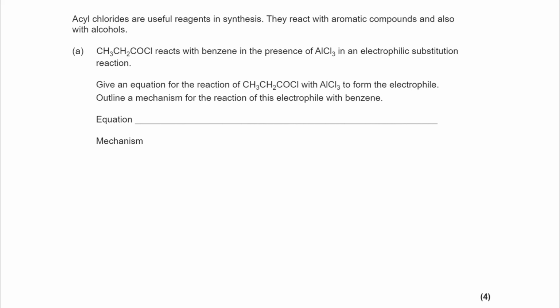So there's only 4 marks here. First one is for the equation, where the acyl chloride loses its Cl. It means that the carbon becomes positive and the AlCl3, which is our Friedel-Crafts catalyst, becomes AlCl4-. As a catalyst, it's regenerated later on, although that's not an important part of this question.